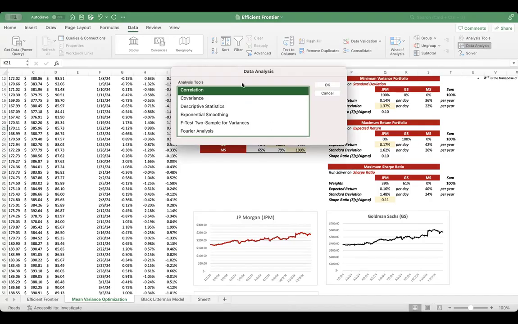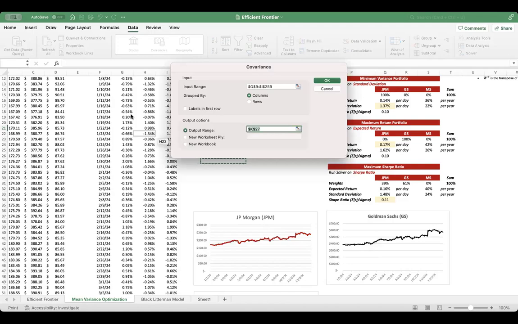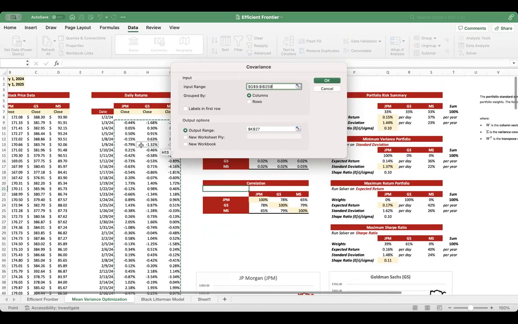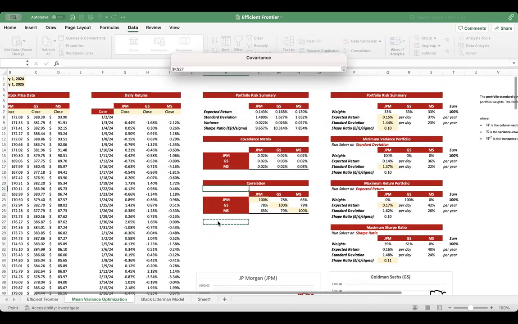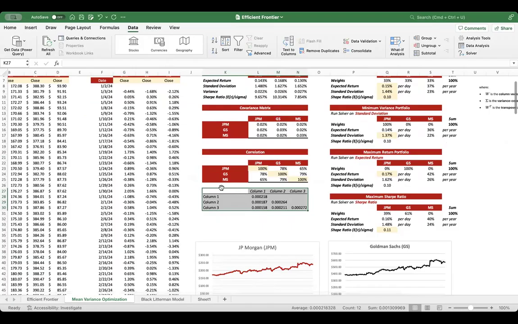Okay, please repeat. Basically, the way to calculate the covariance matrix is to go on data, go on data analysis, and click on covariance, then click OK, and it will ask me for input fields. It will ask me for the input range. What range will I give? I'll give the daily return. Please do not make the mistake of giving the stock prices. What we need to give is the daily return, and once we have given the daily return, I say that the output should be here and just click OK. This gives me my covariance matrix.